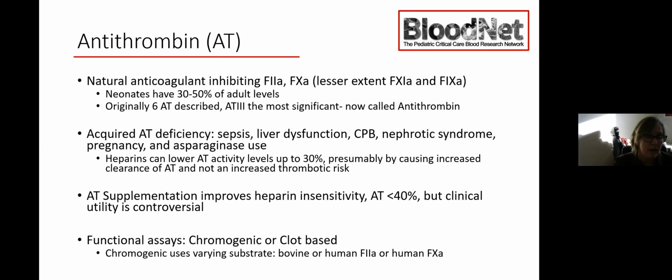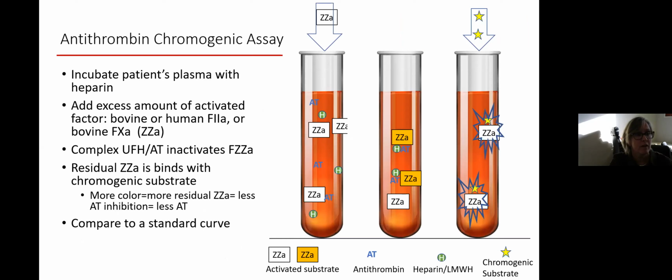And then antithrombin also uses functional assays similar to the anti-10A, chromogenic or clot-based. And the chromogenic uses varying substrate, either bovine or human factor 2 or human factor 10A. So this is going to look really familiar because it's a very similar assay to the previous. The patient's plasma gets incubated with heparin, and then an excess amount of whatever your lab's activated factor is, so either the bovine or human factor 2 or bovine 10. And I just called it ZZ here to represent whichever activated factor is used.